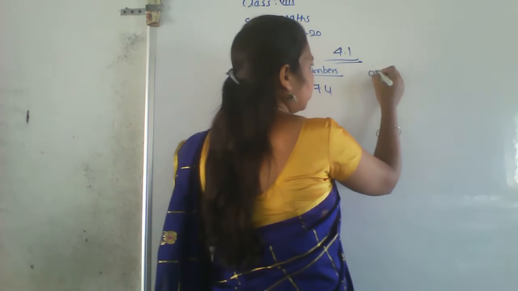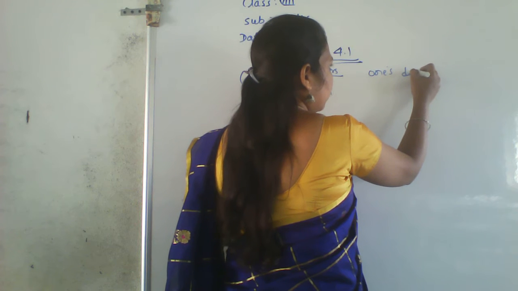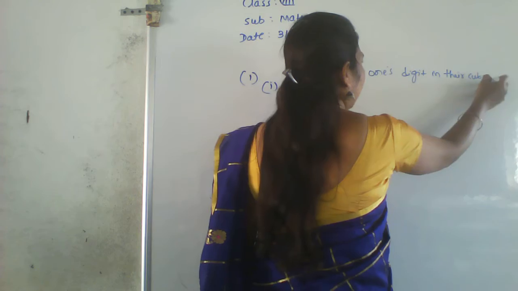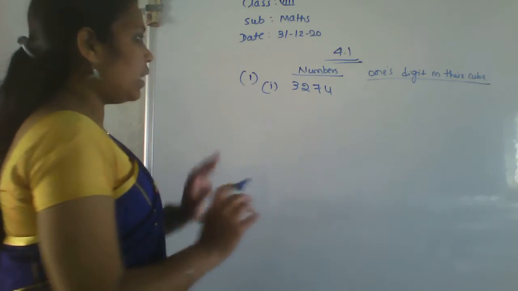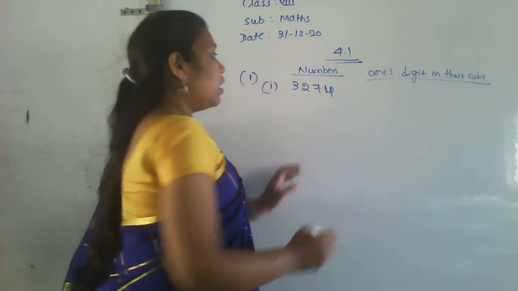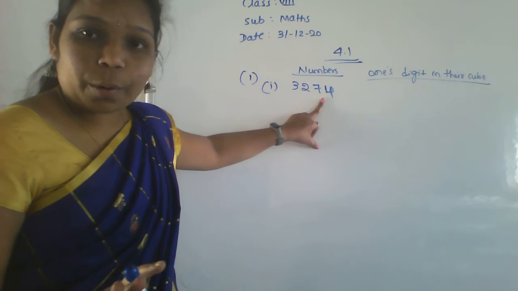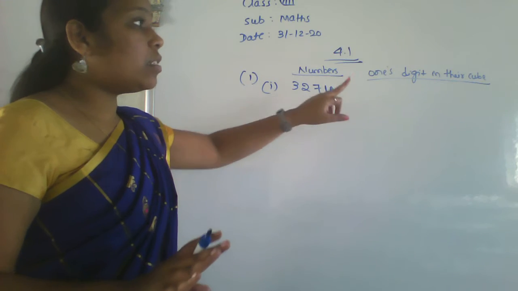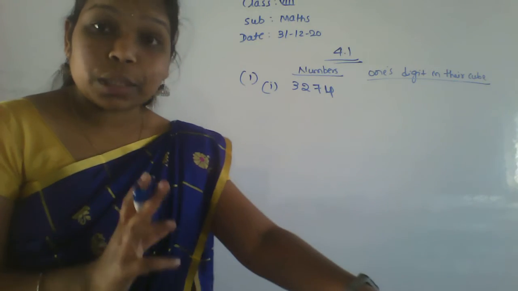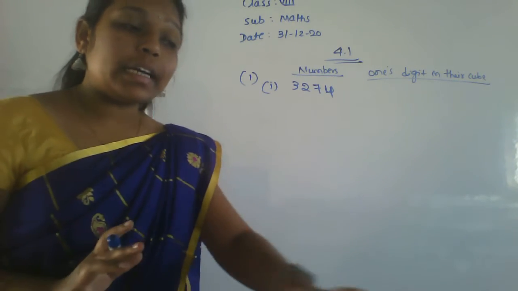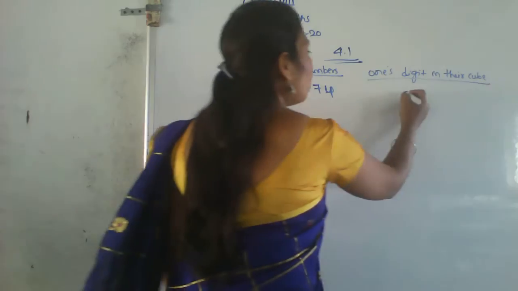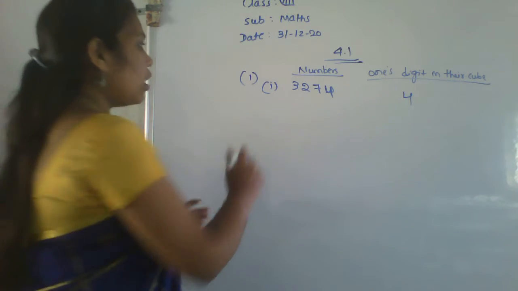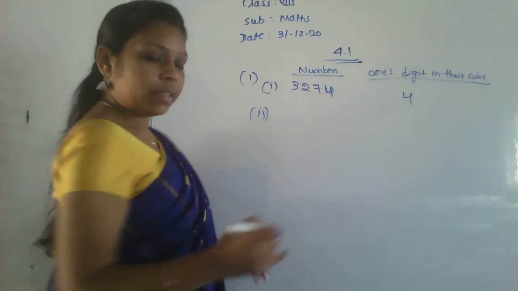Ones digit in their cube here. So this number is ending with the 4, right? So if a number is ending with the 4, what is the ones digit in their cube according to the property? According to the property, it is 4 only. So the cube of this number is also ending with the 4 only, okay? Let's go for the second number.